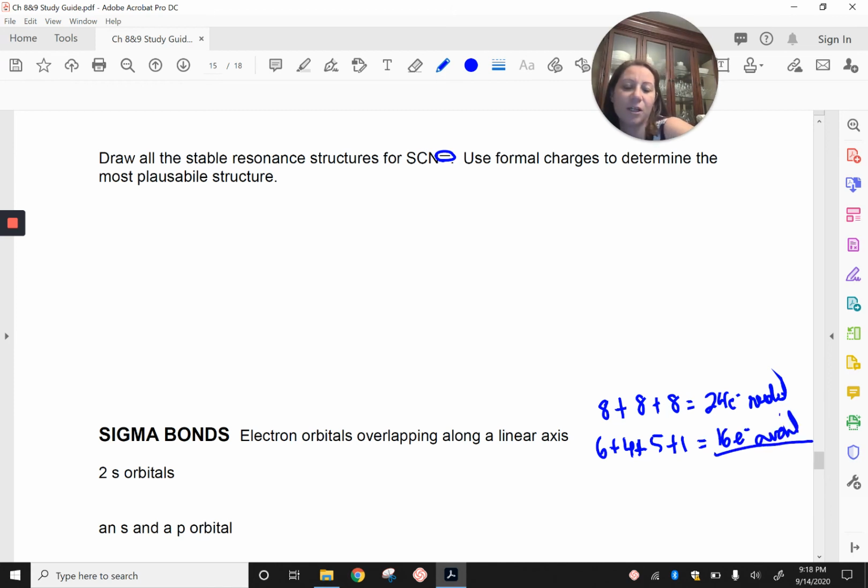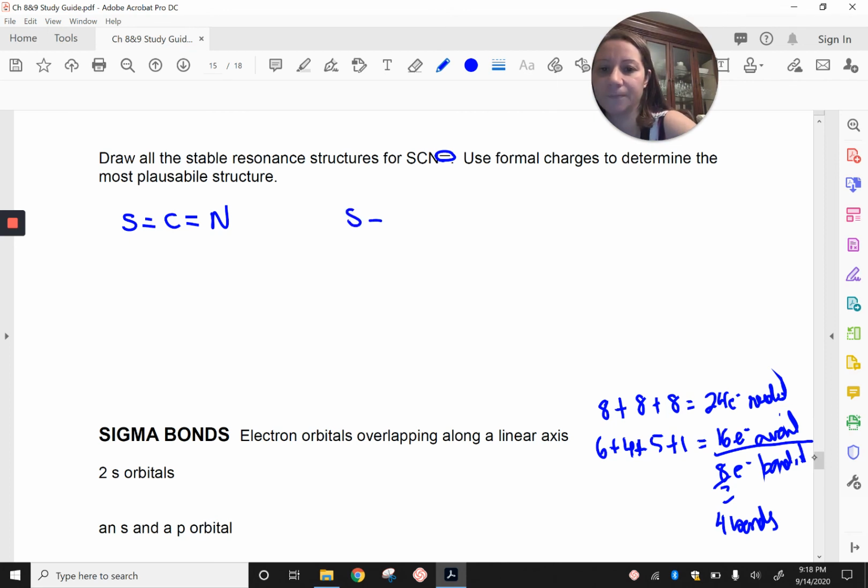Then you subtract the 16 from the 24, and that will tell you how many electrons are bonded. So that is 8 electrons bonded, which then tells you the number of bonds. If you divide that by 2, this gives you 4 bonds. So we know that we have 4 bonds here. Then you draw your skeleton. So we have sulfur, carbon, nitrogen, connect everything once. And let's see what our options are. So if we need 4 total bonds, maybe we can make them each double bonds.